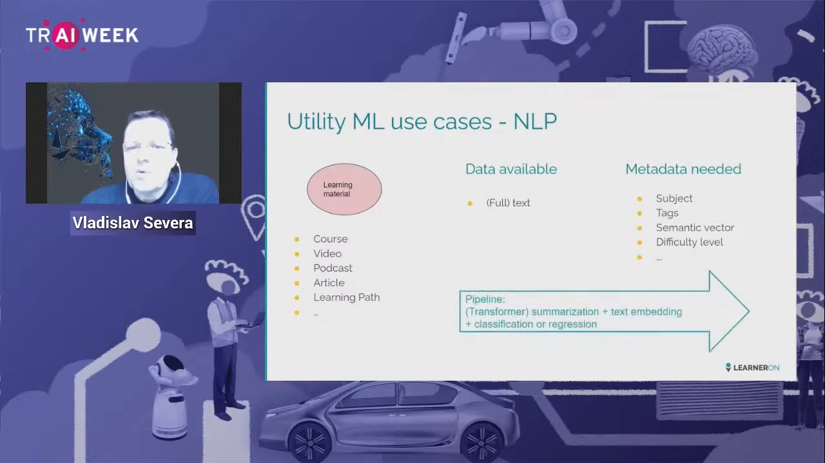And we do it with the following pipeline. At the beginning, we take the raw text and we are typically summarizing that to get it into a shorter version. Then the text gets embedded. And on top of the text embedding, we are running classification or regression workload, or whatever workload is necessary to arrive at the desired metadata. So this is a lot of natural language processing, using most of the time transformer architectures for the raw data processing.